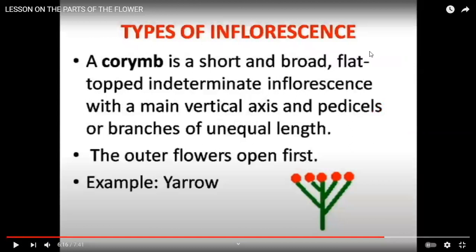All right, we move on to the corymb. The corymb is a short and broad, flat-topped, indeterminate inflorescence with a main vertical axis and pedicels or branches of unequal length. The outer flowers open first. Example is the yarrow. Okay, so check out the diagram below.